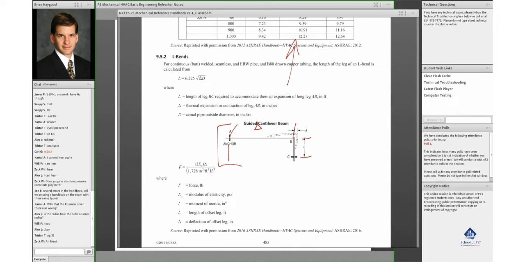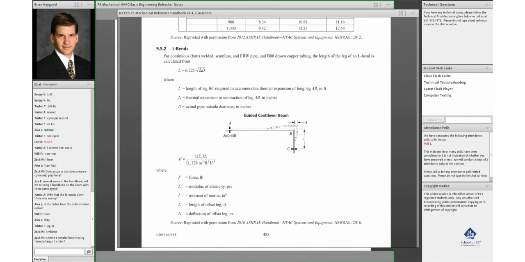How much force will that cause? Well, the force that will cause in the pipe depends on the modulus of elasticity, the moment of inertia of the pipe, that is the area moment of inertia, the length of the offset leg, and the deflection. So you'll be reminded what area moment of inertia is as we go through our dynamics stuff and statics stuff and mechanics of materials. So that's how you do that. Once they give you a value to use for delta, it's fairly straightforward to calculate L.